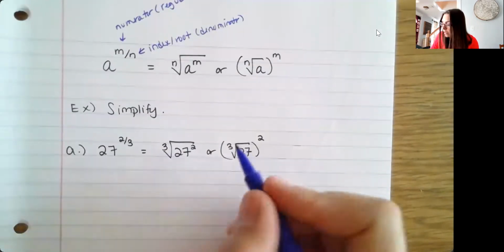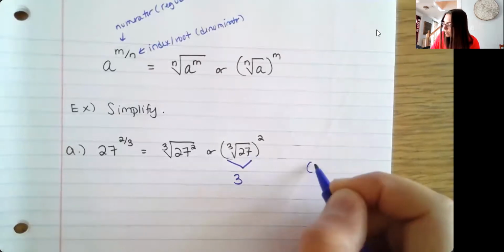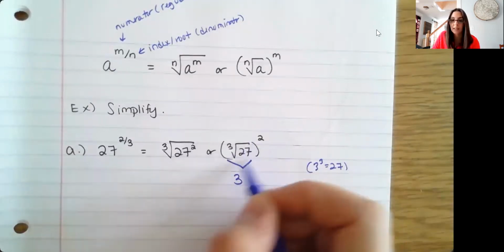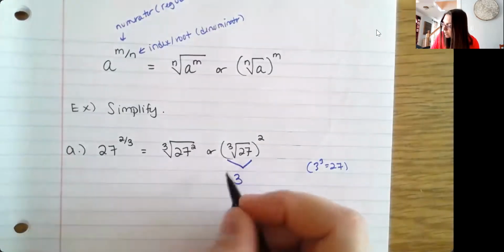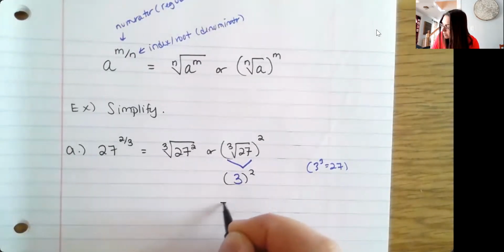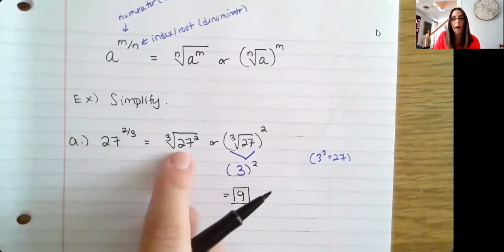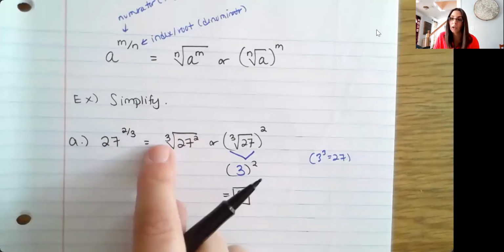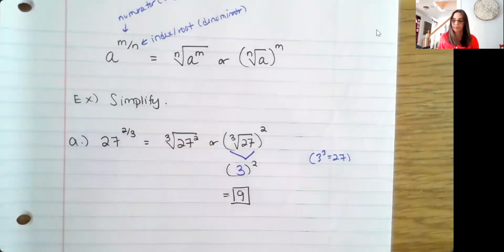For me, I know what the cube root of 27 is. The answer there is 3 because 3 cubed is 27. So I'm going to choose this version instead because I can simplify that root right away. So this becomes 3 squared, and 3 squared is 9. Now, if you did this version, it will probably work out for you, but it's going to be really hard because you have to do 27 squared first. That's going to be a really large number, and then try to find the cube root of that. So this way tends to be harder for this particular problem.